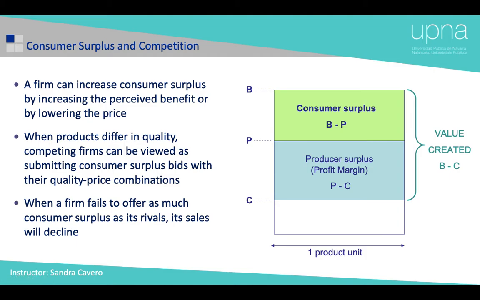including some quality attributes within the product so that the consumer is able to pay more for that product, or by decreasing the price that the producer is asking for the product. So these are the two ways that any firm in this market may increase consumer surplus. When products differ in quality, competing firms can be viewed as submitting consumer surplus bids with their quality price combinations. When a firm fails to offer as much consumer surplus as its rivals, its sales will decline.